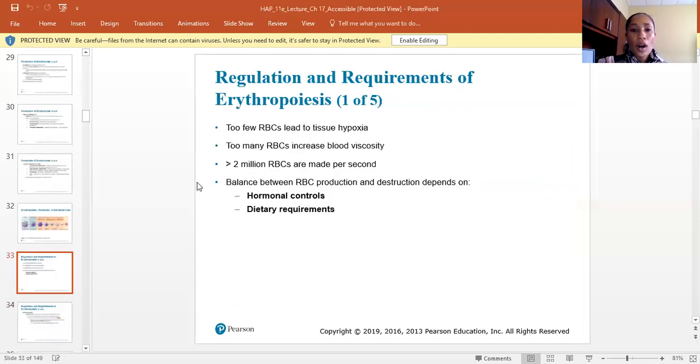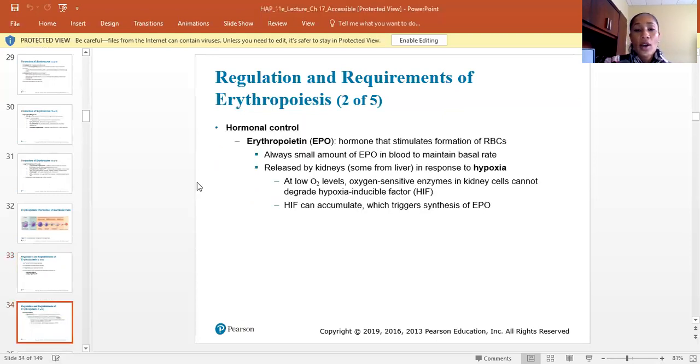Okay. So in terms of regulation and requirements of erythropoiesis, too few red blood cells lead to tissue hypoxia, which means that it's extreme oxygen deprivation. Or we can also have too many red blood cells that will increase blood viscosity, making our blood very thick, which can lead to blood clots. We have more than 2 million red blood cells that are made in our bodies per second, which is astonishing. And the balance between red blood cell production and destruction is all going to depend on hormones and our diet. So erythropoietin is the primary hormone that's going to drive the body to make more red blood cells.